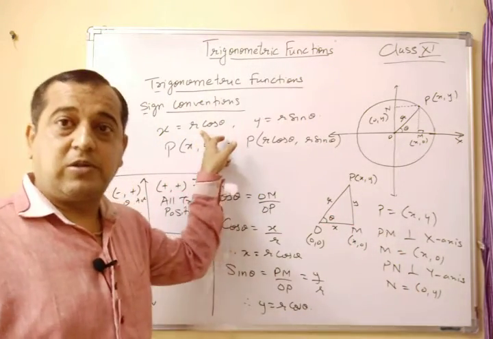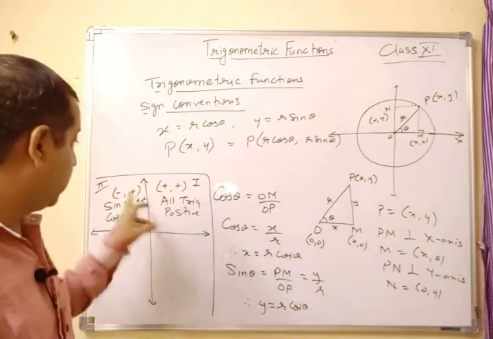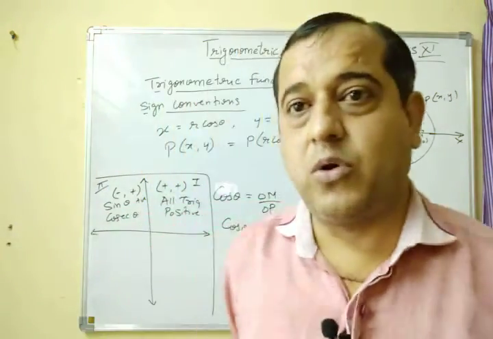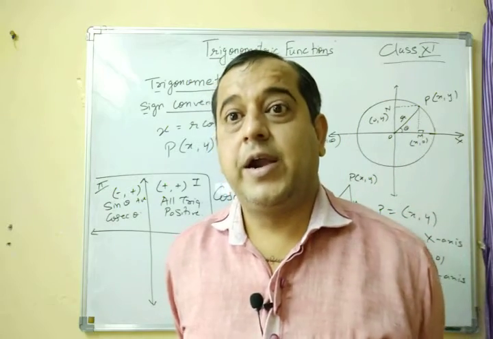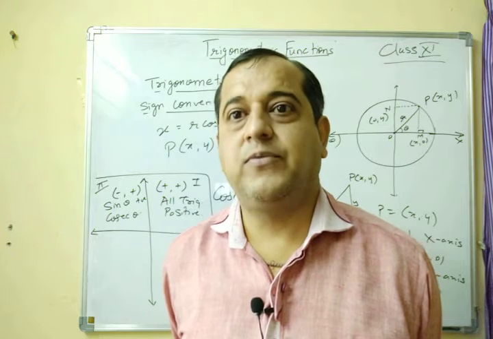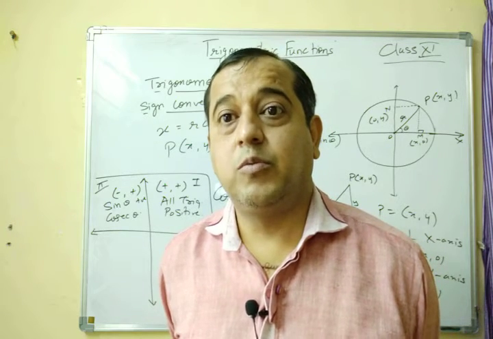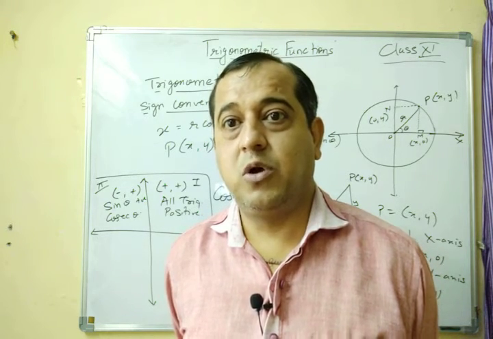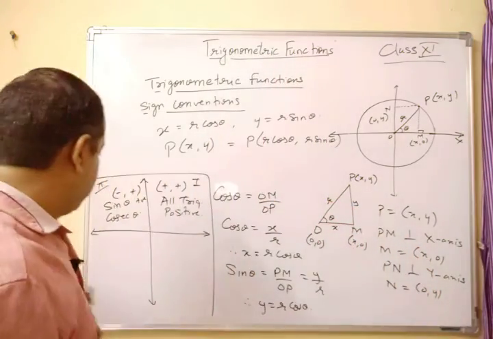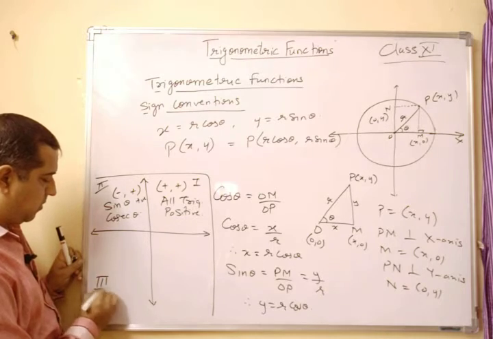Cos is negative because x is represented by cos. Here x is negative, that's why cos will be negative. Sec is the reciprocal of cos, hence negative. Tan is sine upon cos. Sine is positive, cos is negative. So tan is positive upon negative. The ratio of a positive and a negative number is negative. Similarly for cot.